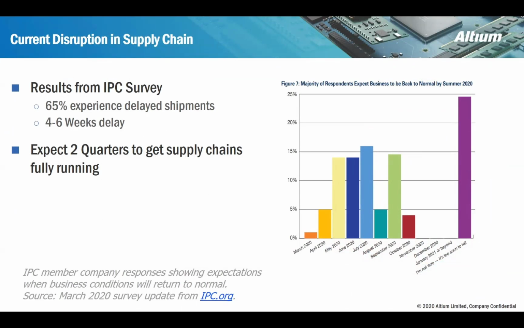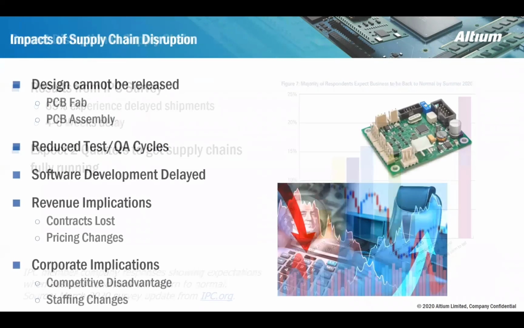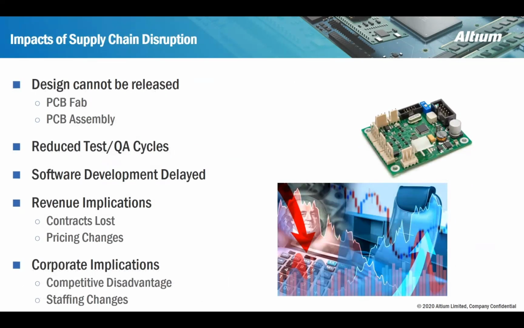Diving a bit more into our current disruption, IPC surveyed their member companies, and about 65% are experiencing delayed shipments of 4 to 6 weeks. Asking them how long they thought it would take for the supply chain to normalize, the expectation is around 2 quarters, but there was a percentage of folks that weren't sure and it was too soon to tell. This was given the data available in March 2020, and that could change if the situation dramatically changes.